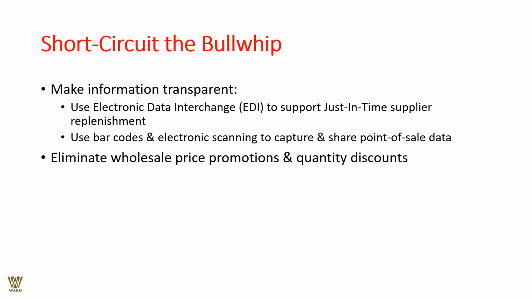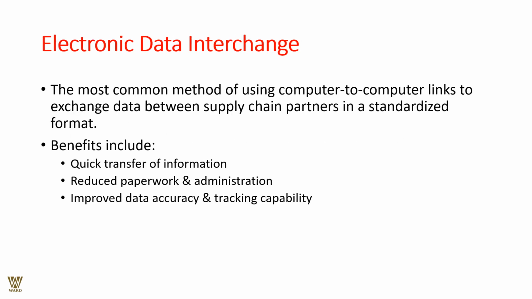It is about having the relevant, pertinent information at the right point of time. So short circuit the bullwhip, make information transparent. Use EDIs. EDI, I've already said, stands for Electronic Data Interchange, to support JIT or just-in-time supplier replenishment. Use barcodes and electronic scanning to capture and share point of sale data as often as possible, in fact on a real-time basis. Eliminate wholesale price promotion and quantity discount completely. This will make no room for any sort of adjustment, and everything would be transparent to all involved.